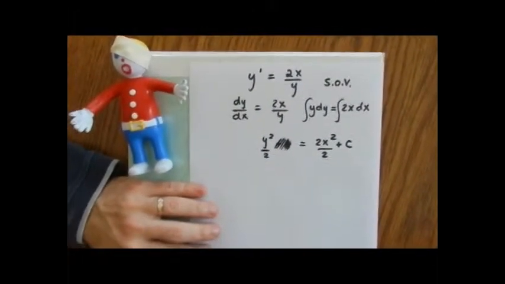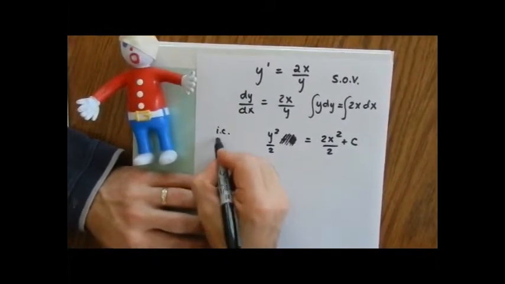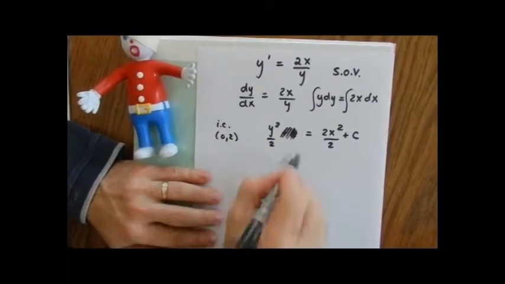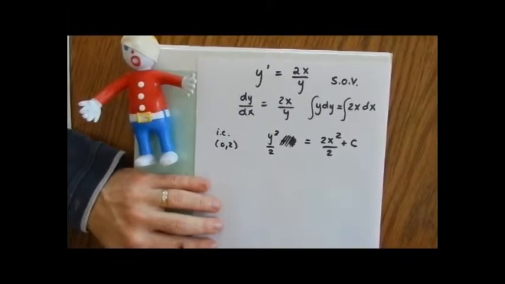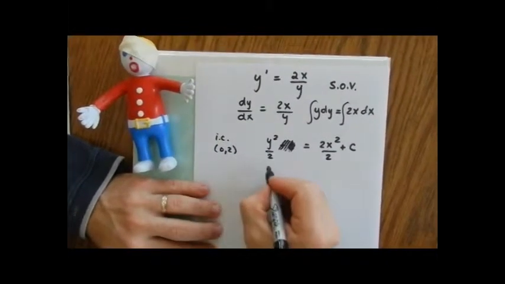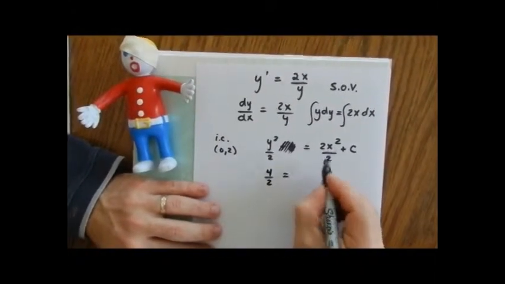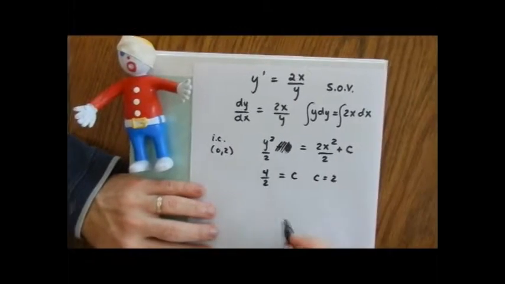Now, we have an initial condition for this problem. The initial condition was (0, 2). We need to make sure that this function goes through that data point. So, why don't we plug those in? 2 will go for y, and we'll wind up with 4 over 2 equals, 0 in for x will give us c. So c is 2.